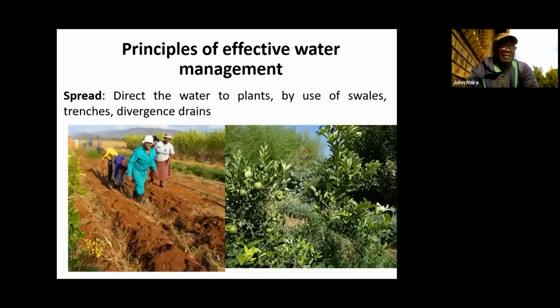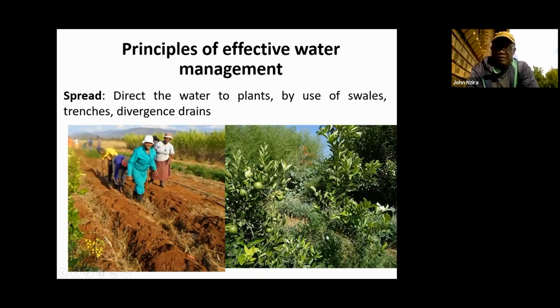Direct water into the plants by using swales, trenches, and diversion drains. If you create trenches, you see these ladies digging a trench about 50 meters long and about 60 centimeters deep, filled with organic matter. Water is channeled here and stagnates, and they are preparing to plant on the ridge here, and then the plants will benefit from this. Also this grass is going to decompose into this trench, and then it feeds the whole area with water. Moisture is going to be maintained.